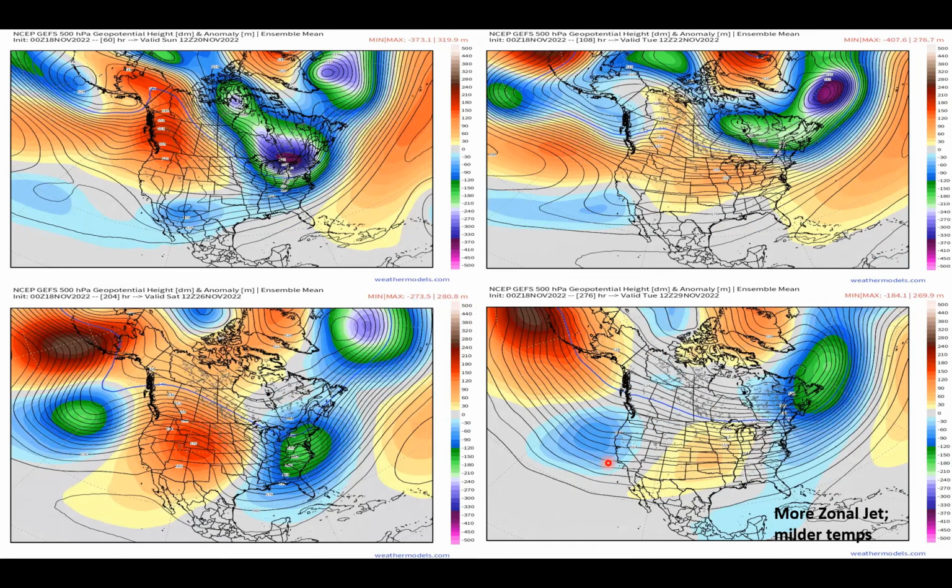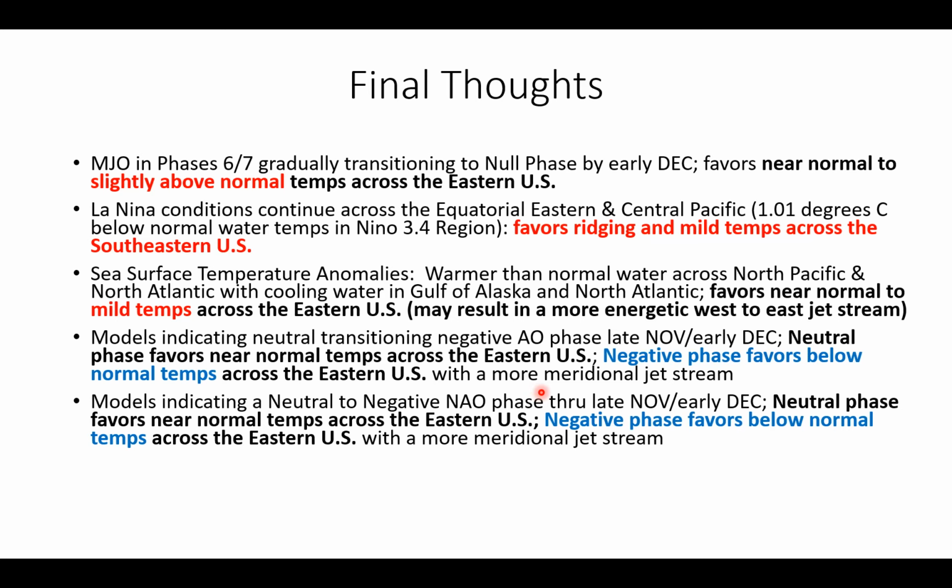Models are indicating neutral transitioning to negative AO phase. Now this is interesting to me, that going neutral to negative Arctic Oscillation late November, early December. Neutral conditions on the AO favors near normal temps across the eastern U.S., but negative phased AO favors below normal temps across the eastern U.S. with a more meridional jet stream, more north to south orientation of the jet stream, versus west to east. So that'll be interesting to watch, as well as the NAO, North Atlantic Oscillation, similar, neutral to negative NAO phase, late November into early December.